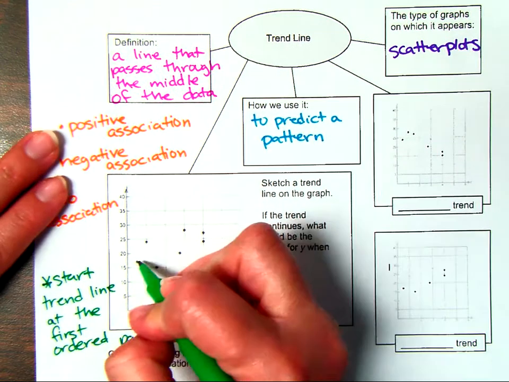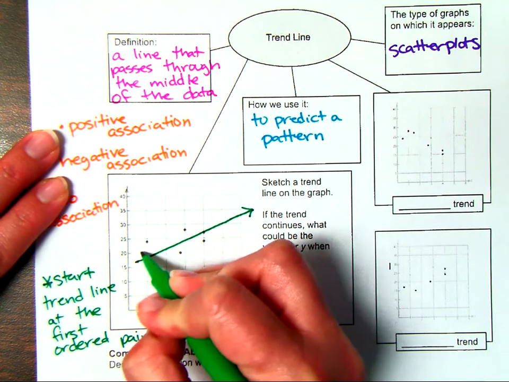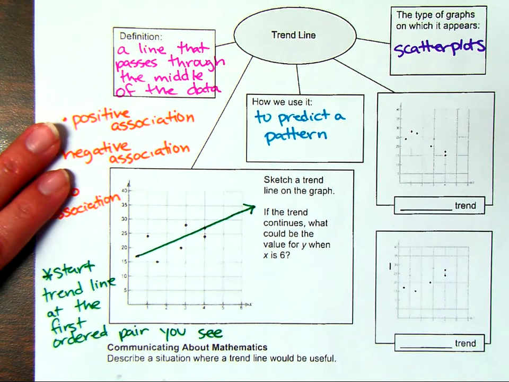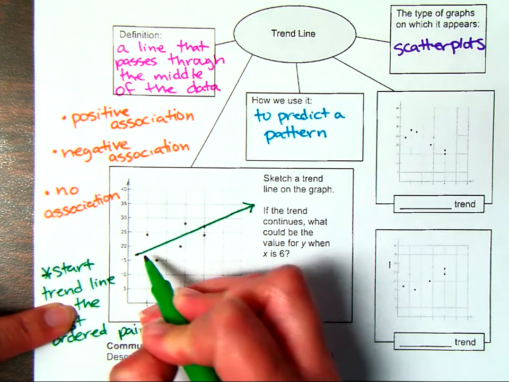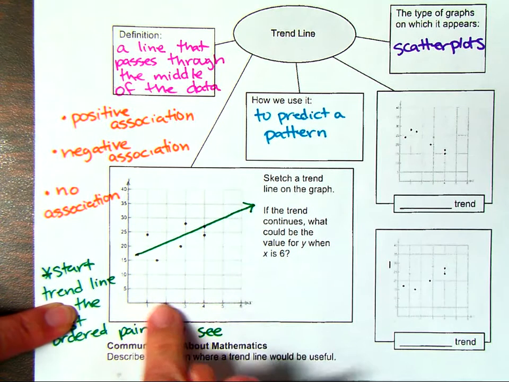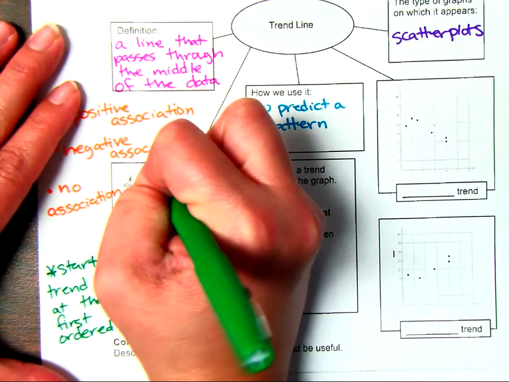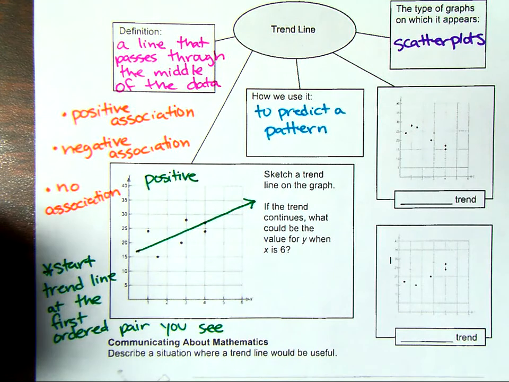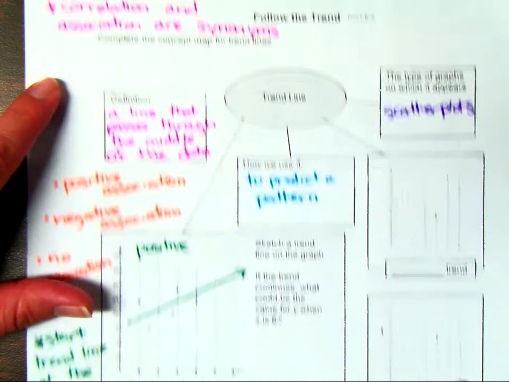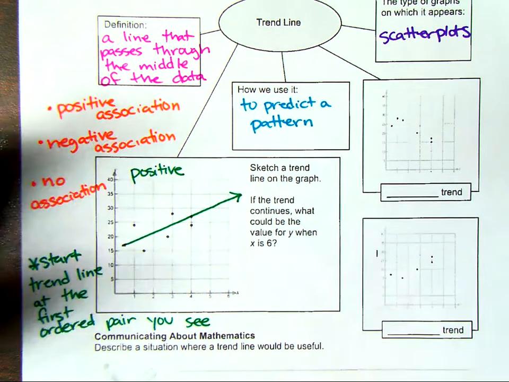The first ordered pair I see is right here, and we want to try to draw our trend line to where the majority of our data is around it. As my x's are increasing, 1, 2, 3, 4, 5, 6, I see that I'm going up. So as my x's are increasing, so are my y's. This is a positive trend line, a positive association. So there is a correlation. They work together. Remember, correlation and association mean the same thing. So we could say this is a positive correlation or a positive association.